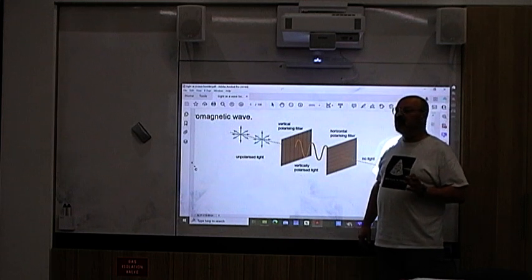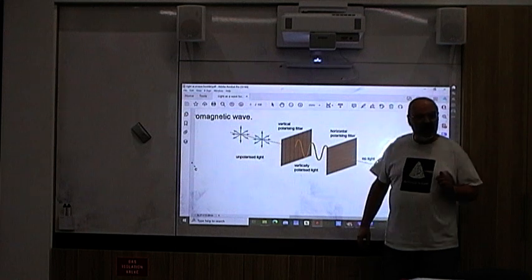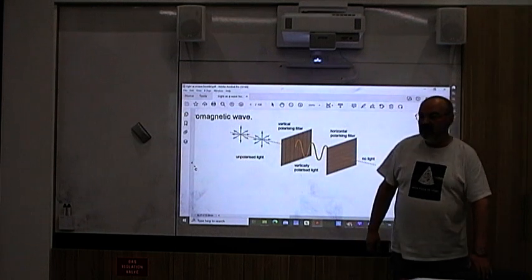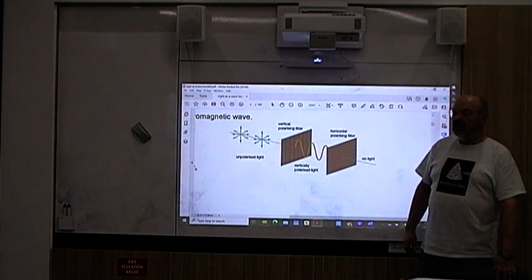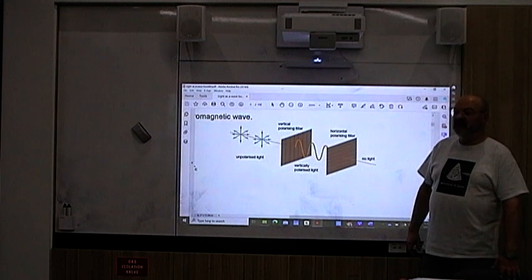What does it mean, polarized light? It is light that has oscillations of electric and so magnetic field only in one fixed plane.